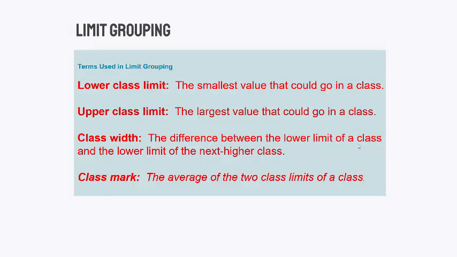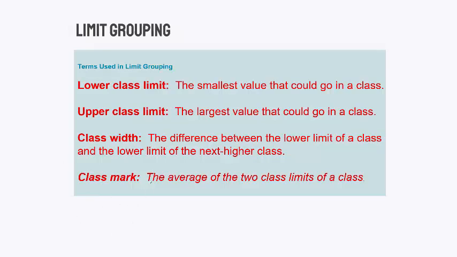What you're going to use is a process called limit grouping. These are the terms we're going to use for limit grouping. We're going to have what's called the lower class limit, which is the smallest value that could go into a class. You're going to have an upper class limit, which is the largest value that goes into a class. Then you're going to have the class width, which is the difference between the lower limit and the upper limit. Basically, any values that fall between the lower and upper limit, you're going to count and put together in a group.